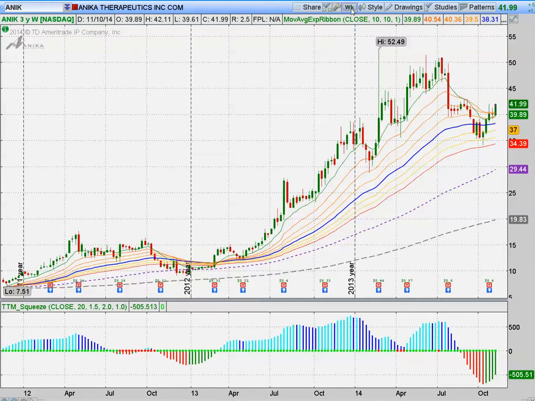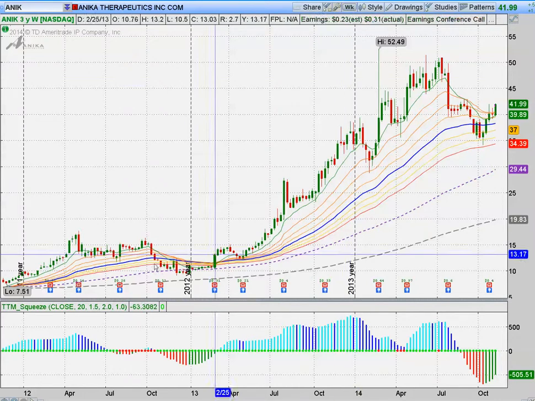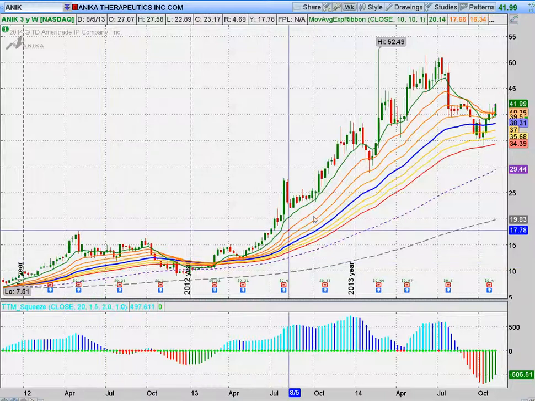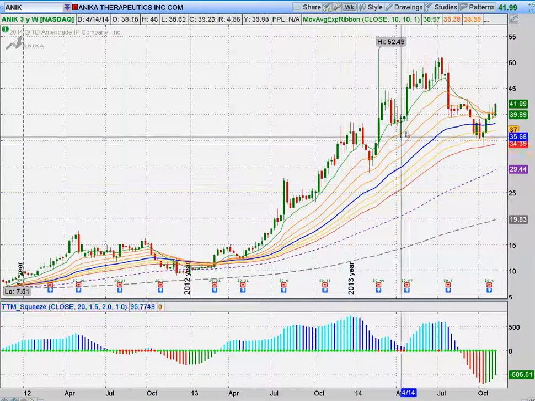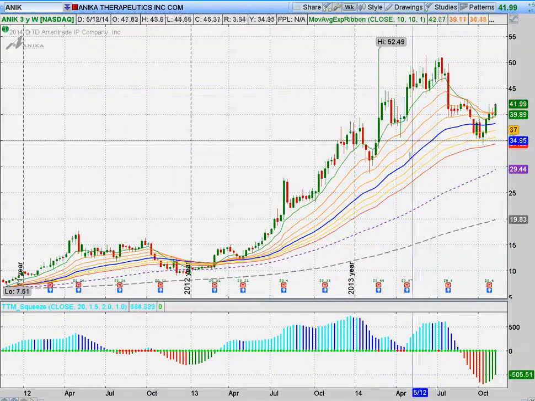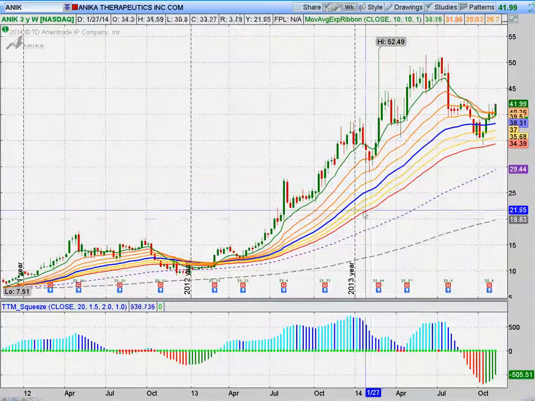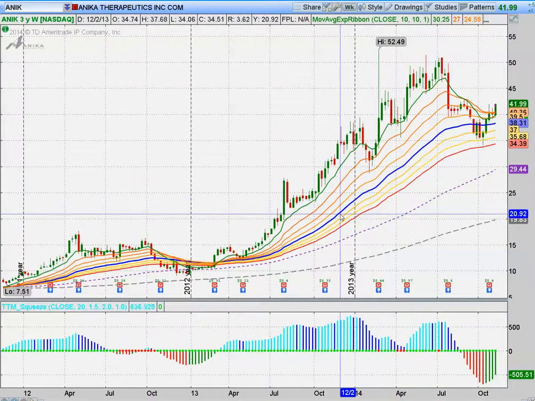We're on a weekly chart. You can see on this chart, one of my favorite indicators is what we refer to as the rainbow moving averages. You can find it under moving averages and then select rainbow.